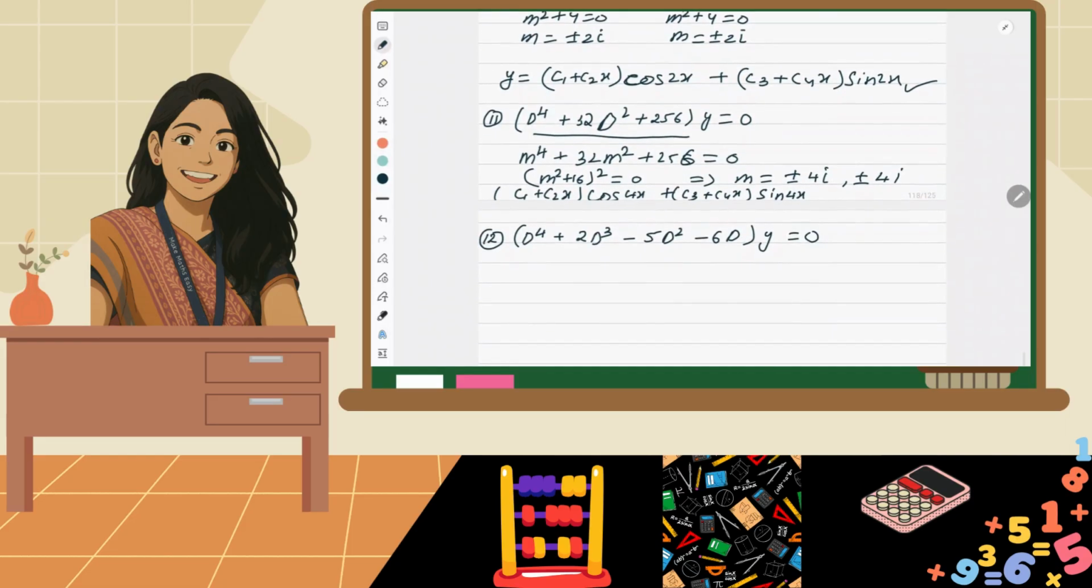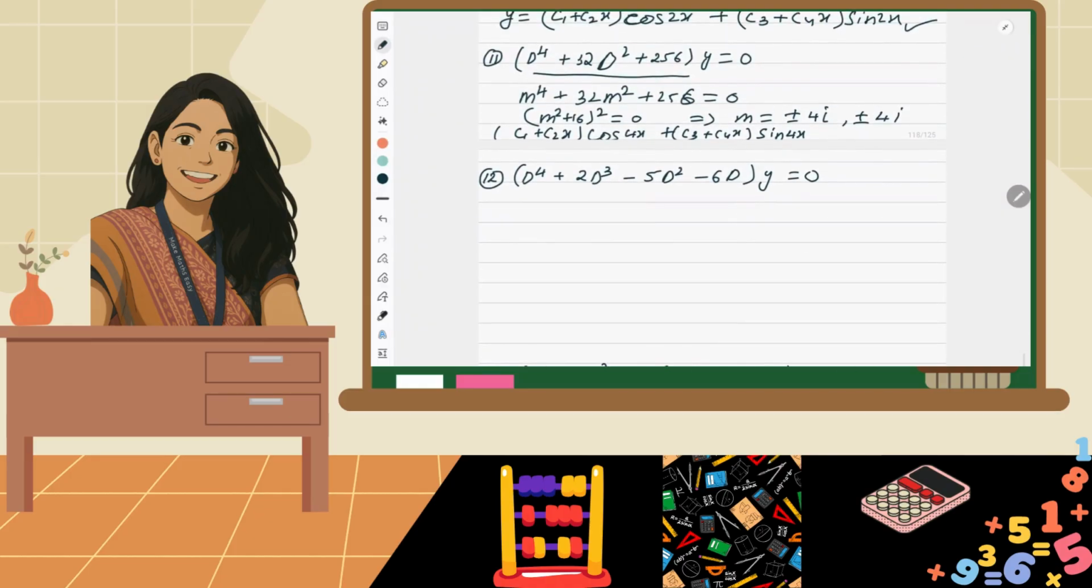Now let's move to the next question. So my next question is d to the power 4 plus 2d cube. What is auxiliary equation? m to the power 4 plus 2m cube minus 5m square minus 6m is equal to 0. Again, as I told you, m is common in all the terms. So take out m common. So m cube plus 2m square minus 5m minus 6 is equal to 0.